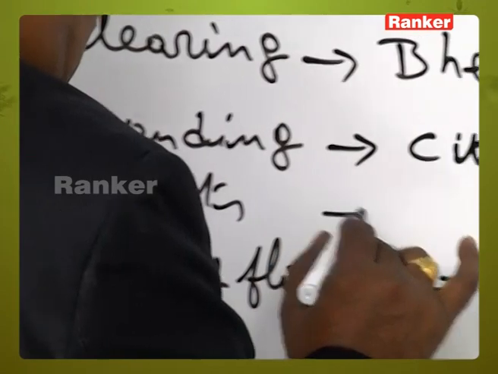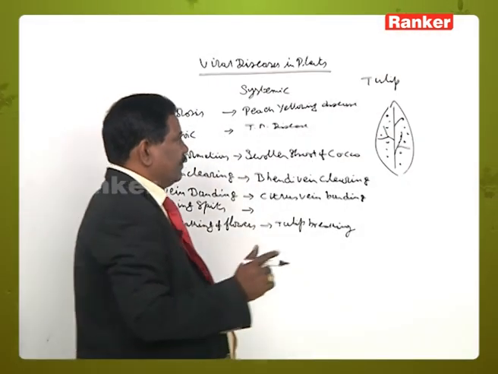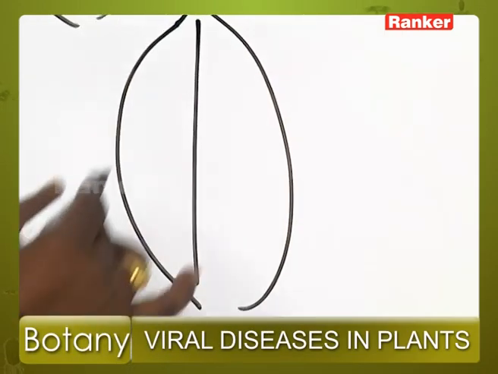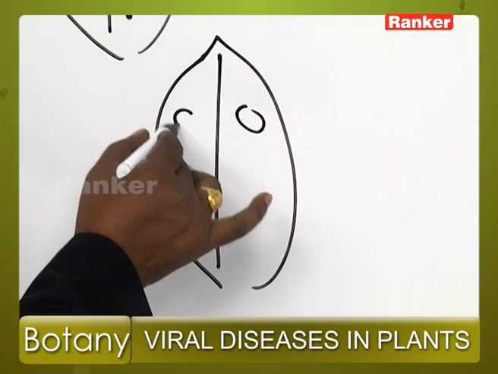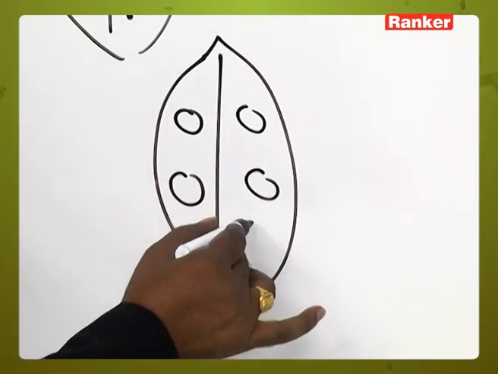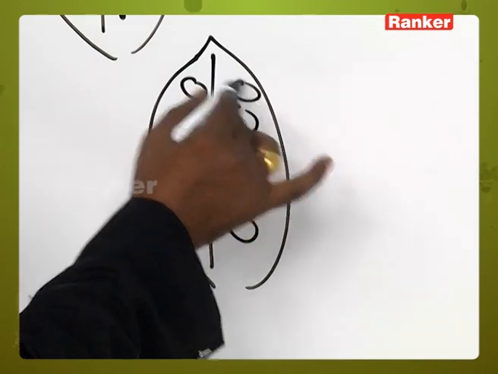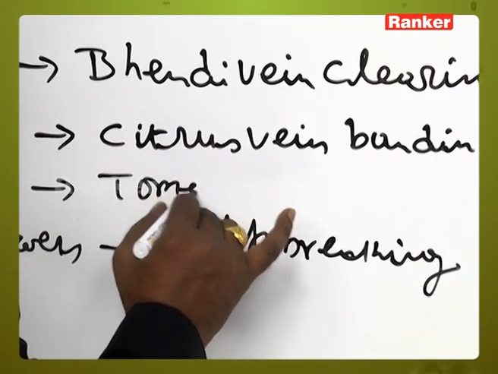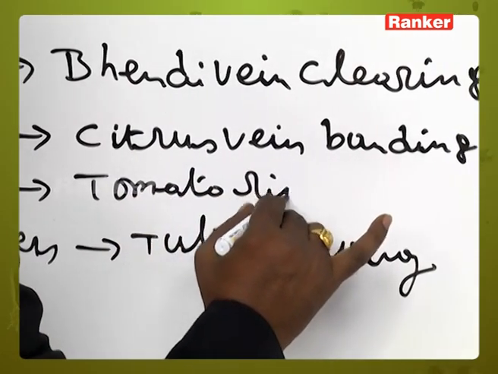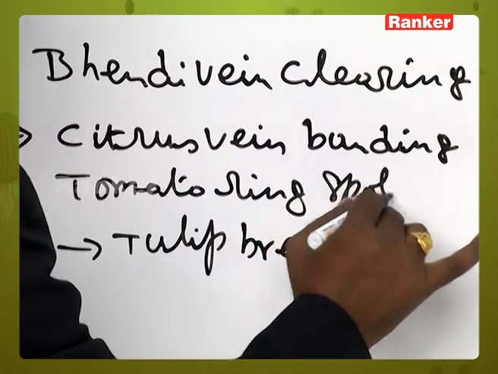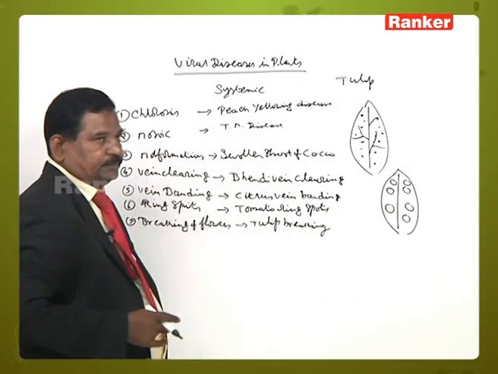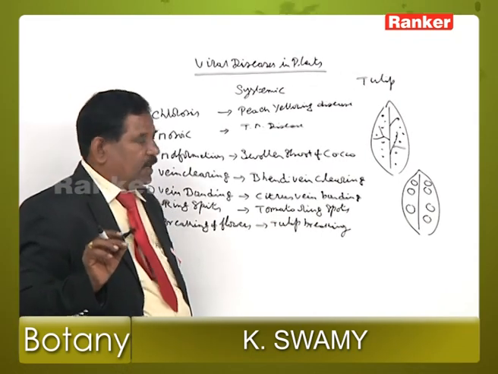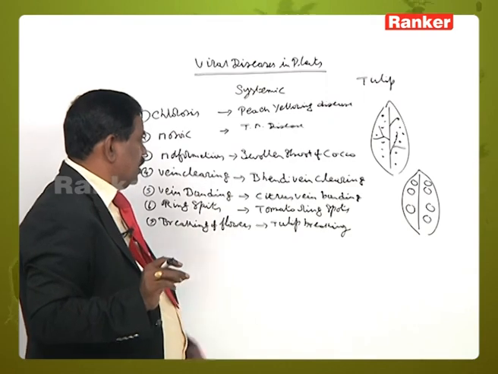Ring spots. Next one, ring spots. On the lamina, ring-like spots appear. Large ring-like spots in which chlorosis is observed. Large ring-sized circles where chlorosis appears are called ring spots. Example, tomato ring spots.